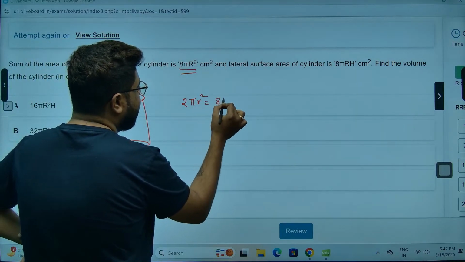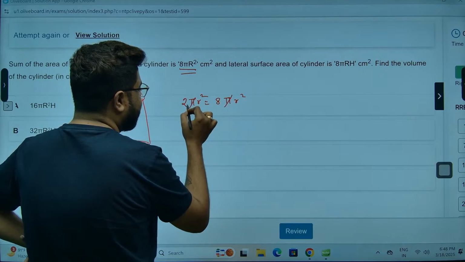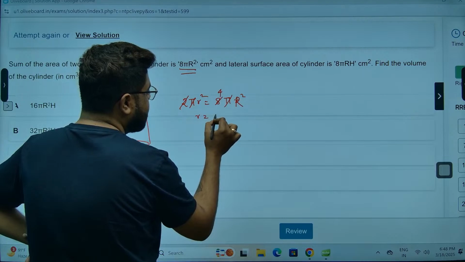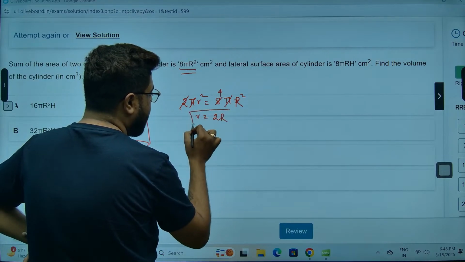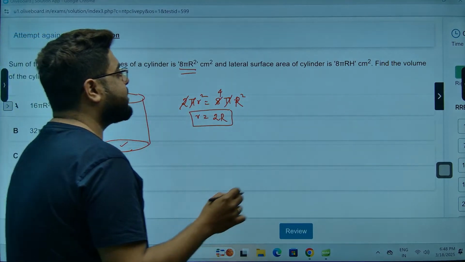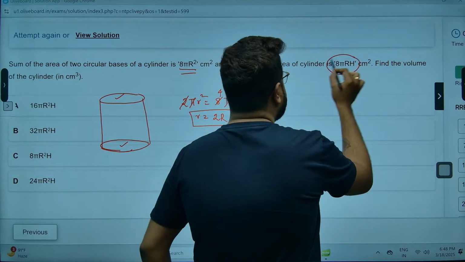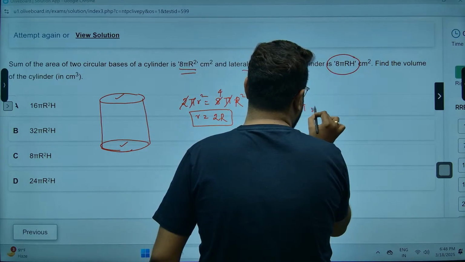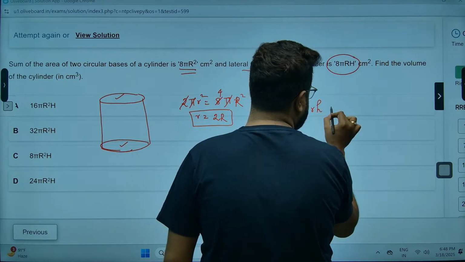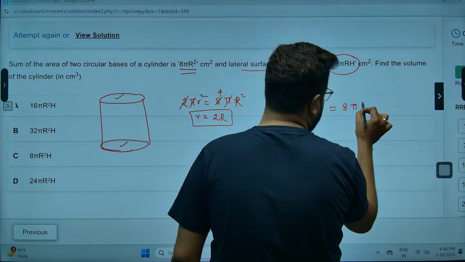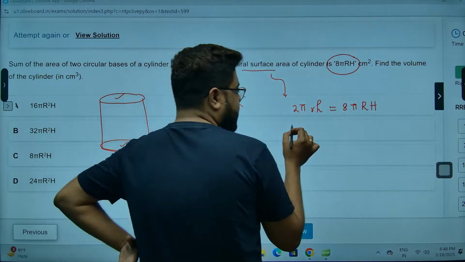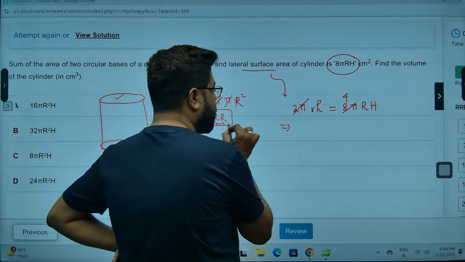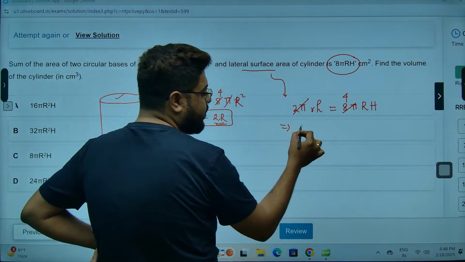It is given as 8 pi R square. Pi cancels, 2 into 4 is 8, so small r is actually 2 of capital R. The lateral surface area of this particular cylinder is 2 pi small r into small h. It is given as 8 pi capital R into capital H. Putting down the values, 2 pi and 8 pi means 4, and small r means 2 capital R.